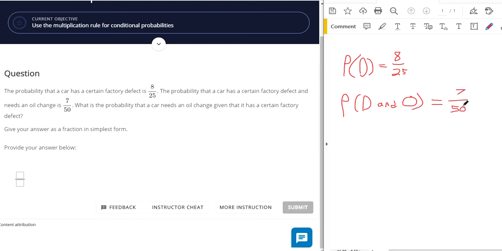What's the probability that a car needs an oil change? So probability of O given that it has a defect. That's what we're asked to calculate.